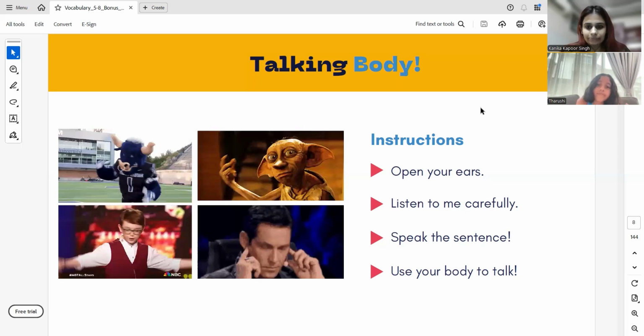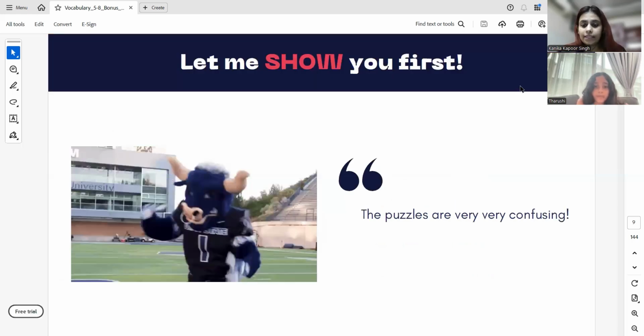Let's get started. So here the puzzles are very, very confusing. Now you have to see the sentence. You can look at the picture, but the main focus we have to put on the sentence. Let me show you first. The puzzles are very, very confusing. Read it out. The puzzles are very confusing. Do you know any other word in place of confusing? We can just change confusing. What else can we write if you can suggest?